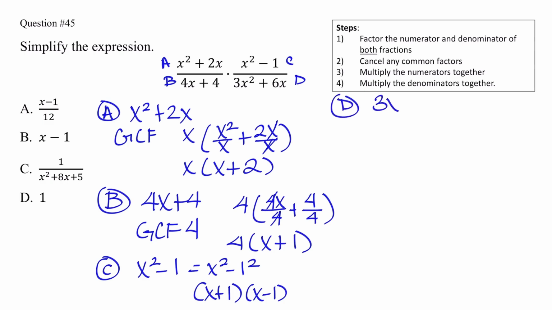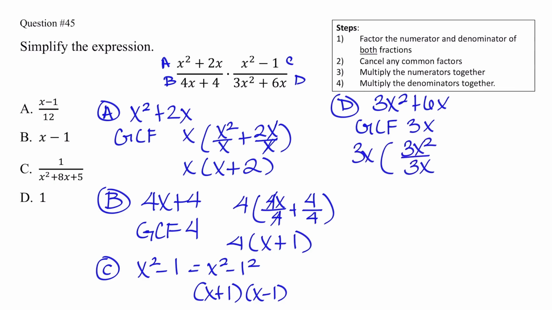Okay, so now let's go to D. We have 3x squared plus 6x. So the GCF is going to be 3. We can factor out a 3, and we can also factor out an x. So we have 3x times 3x squared over 3x plus 6x over 3x. So we have 3x times 3 and 3 cancel. X squared over x is x, plus 6 over 3 is 2, and then x and x cancel.